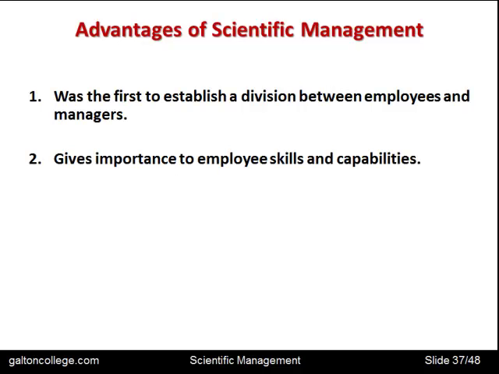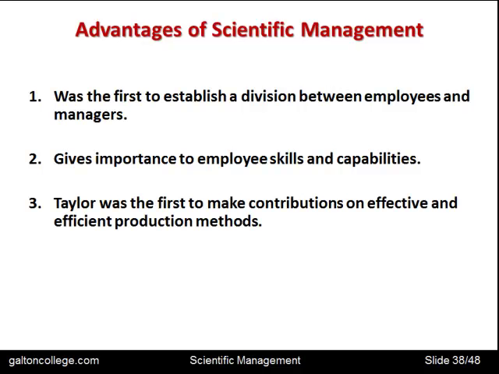Gives importance to employee skills and capabilities. The scientific management approach emphasizes the importance of skills, and the employee should have appropriate skills and capabilities to undertake particular tasks. If the employees are weak in those areas, then perhaps they should be trained. They should be guided or perhaps mentored, or there should be some process within the organization to bring their skills up to the required level. And that will, of course, improve productivity in the long run.